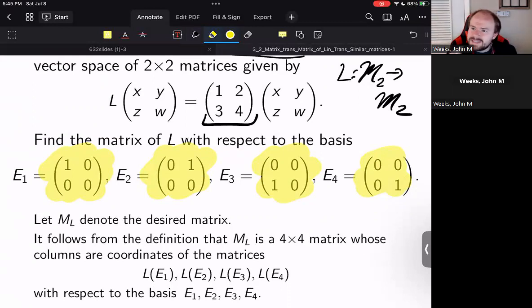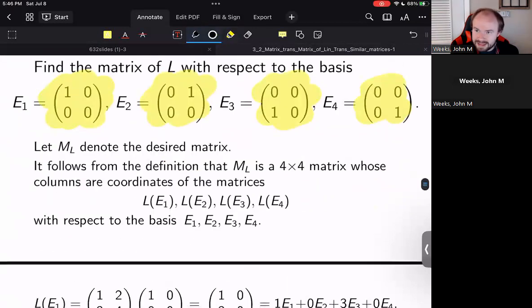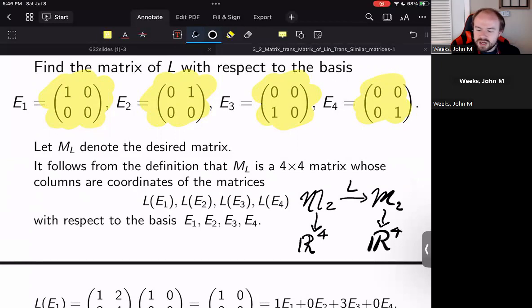Okay, so let's see what's happening. Now, how big is this matrix going to be? Well, we're going from a 4-dimensional space to a 4-dimensional space. We're going from the space of 2 by 2 matrices to 2 by 2 matrices. What we're going to have to do is write our diagram a little bit like this. We know that M2 to M2 is where our linear operator is going, right? And we know that we can write each of M2 in terms of their coordinates, in terms of R4, the dimension of each of these.